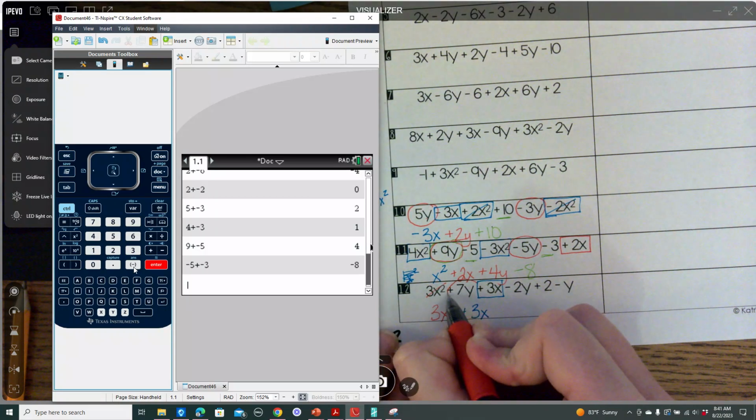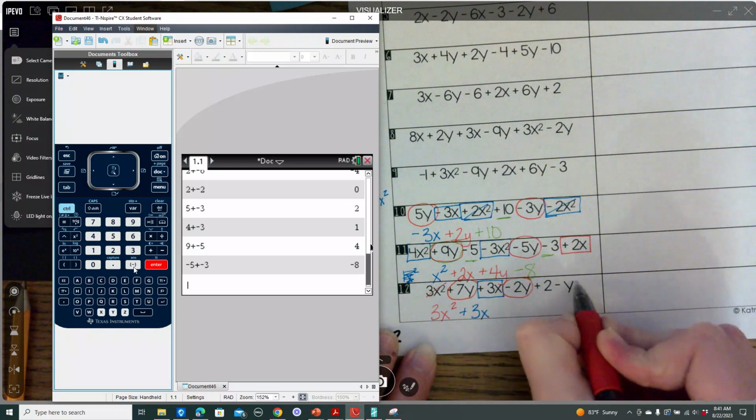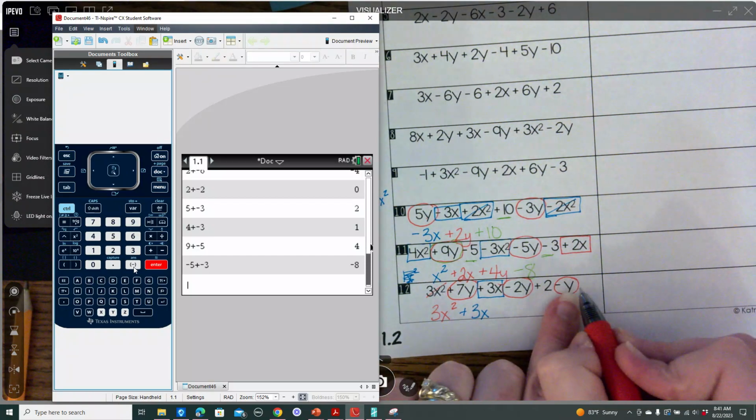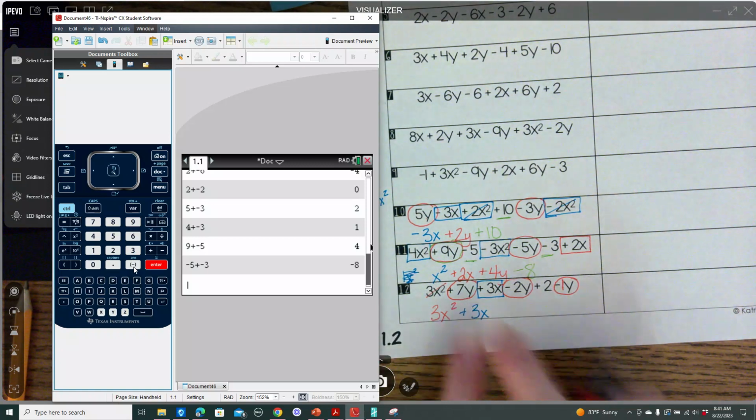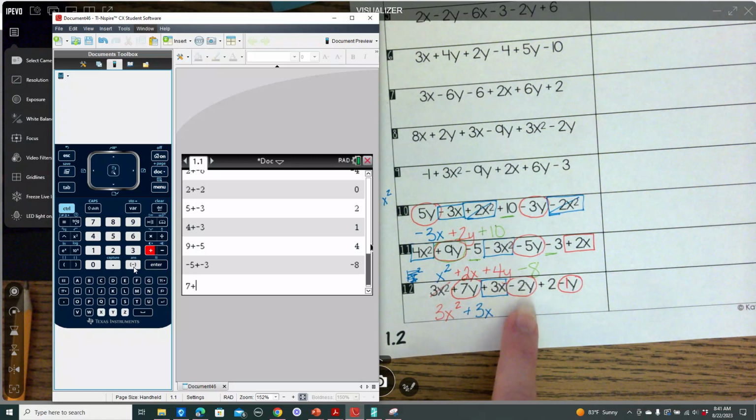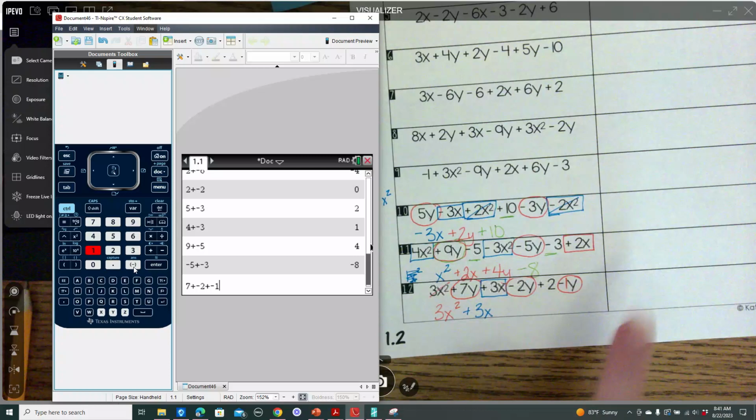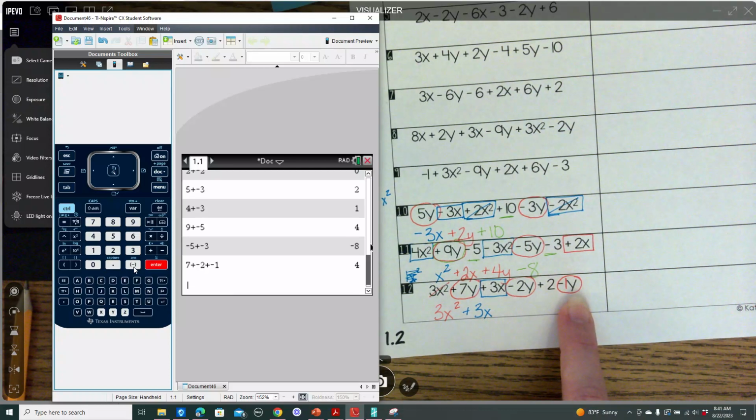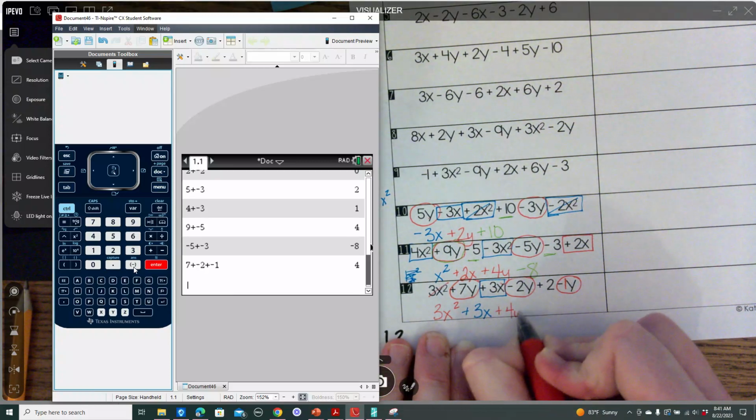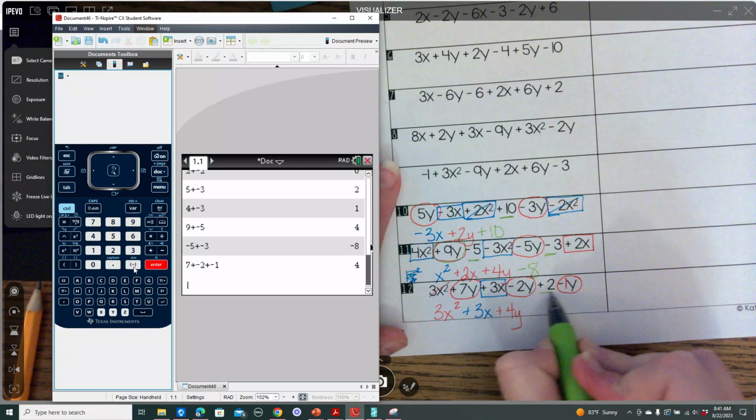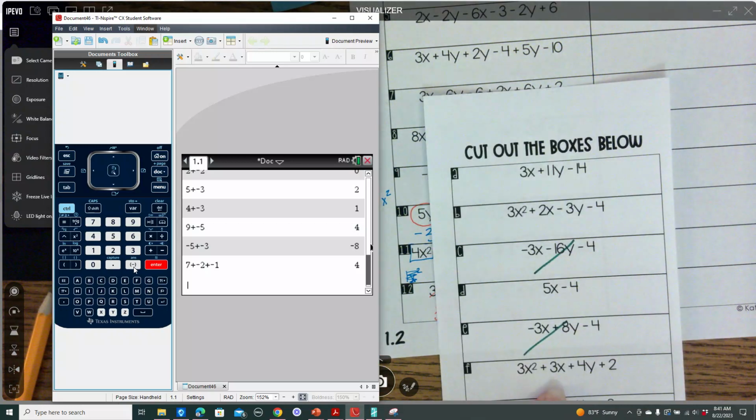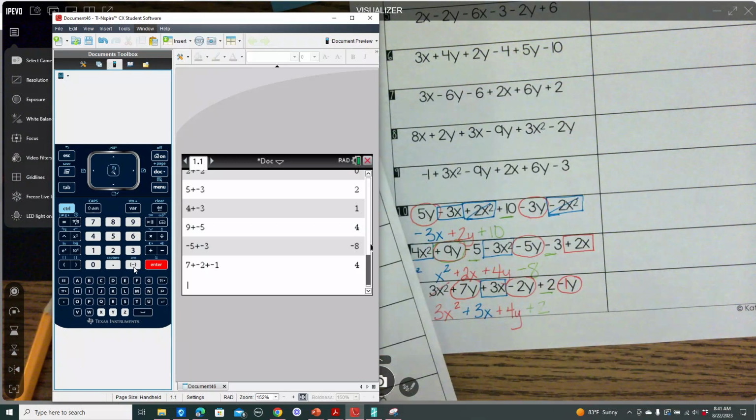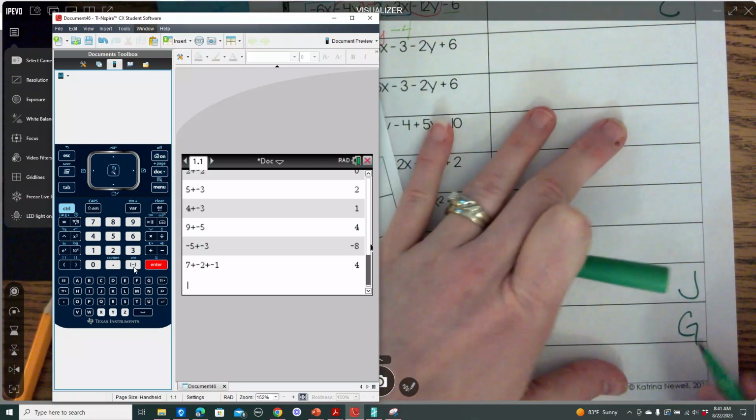Now y's, I've got a positive 7y, a negative 2y, and a negative y. So again, in front of that y, there's an invisible 1. So when you add up your coefficients, you're going to do 7 plus a negative 2 plus a negative 1. Don't forget that one. And I get a positive 4y. And then I've got a single constant of 2. And so that one matches up with F. And so this would be F.